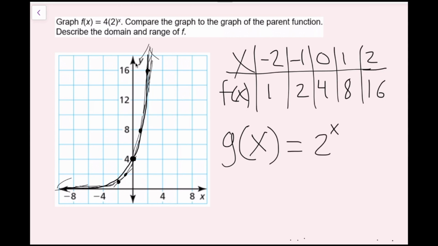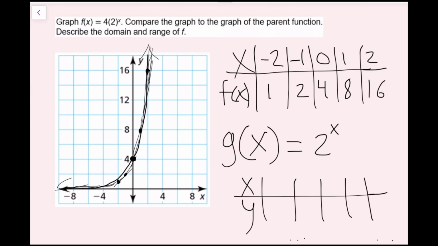Okay? Now to graph that, I can make another table as well. And I like to have 5 values. Okay? So I'll put 0 here. 1, 2, -1, and -2. Okay? And then 2 to the power of 0 is 1. 2 to the power of 1 is 2. 2 squared is 4, and then going the other way, I'm dividing by 2, so I can know this is going to be 1/2 and 1/4. I will graph this in red.